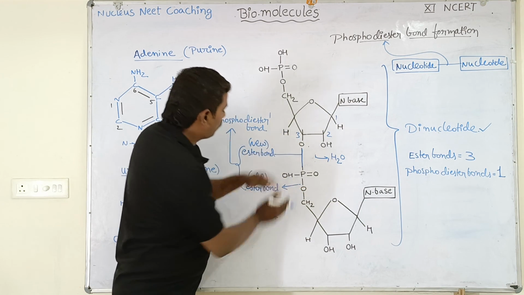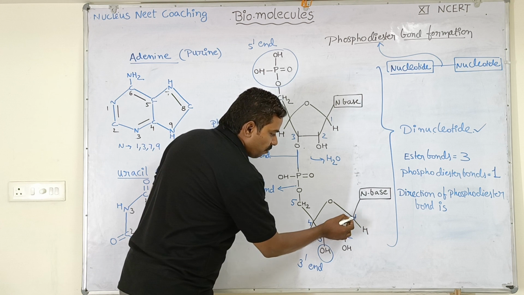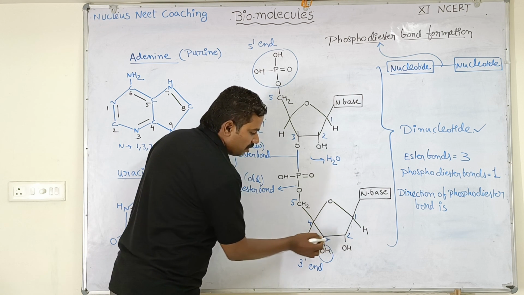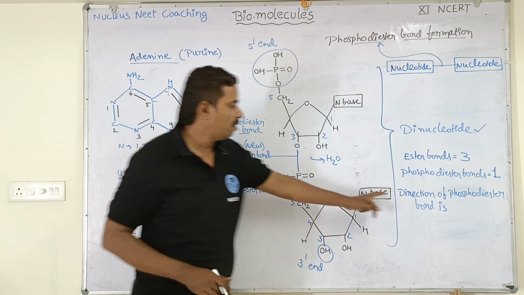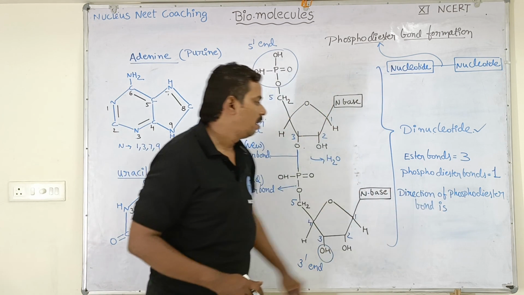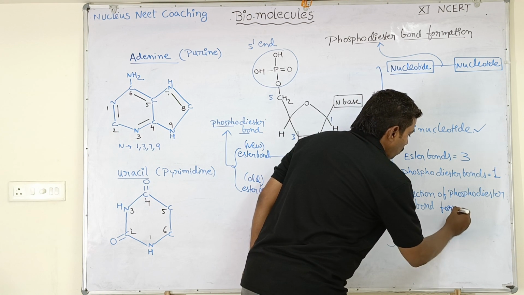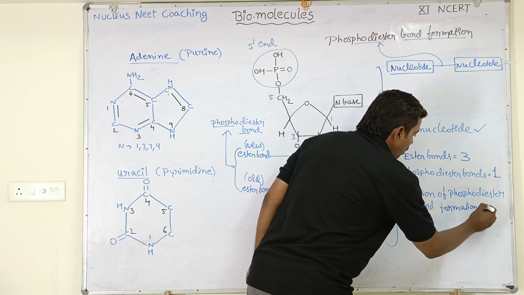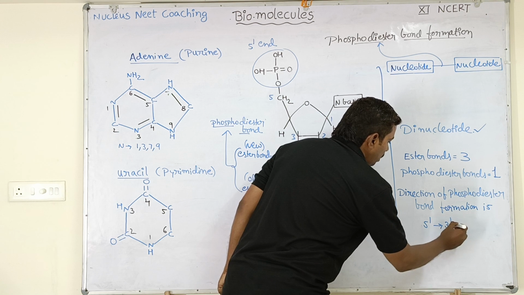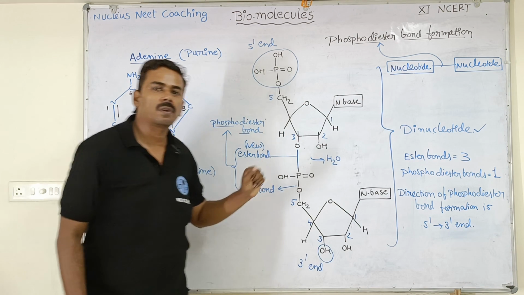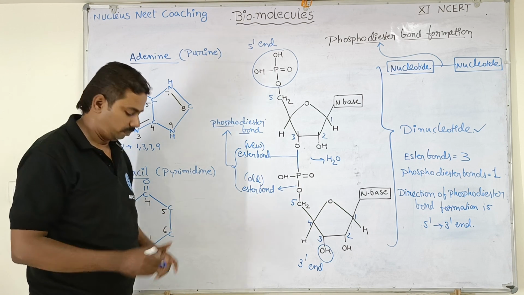This is the phosphodiester bond. Students, now look here. This is the first carbon position, second, third, fourth and fifth position. Now look. So the direction of phosphodiester bond formation is from 5 prime towards 3 prime end. Okay, so this is another important point. Now you can copy down this.